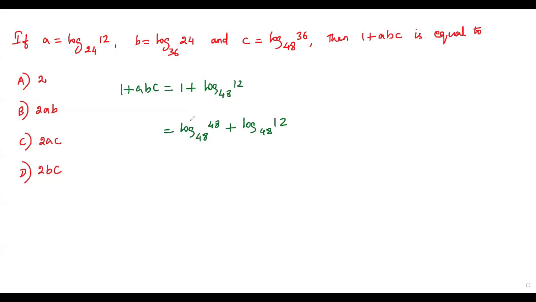And also here we have a question. Why do I have to write this 1 as a logarithm with base 48 and argument 48? Because the second logarithm has base 48. So if I write this 1 as a logarithm with base 48, I'll be able to combine these two logarithms easily. So how can I combine these two logarithms?